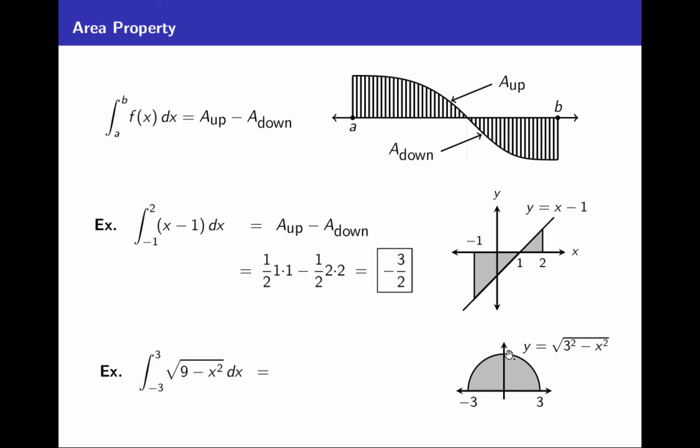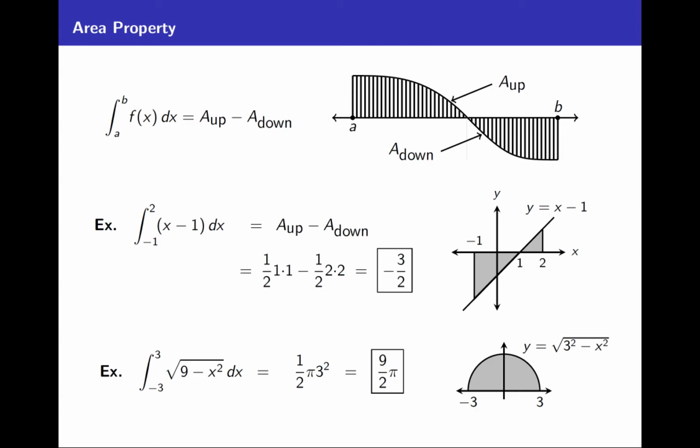And the A up, we can compute that because we know a formula for the area of a circle. The area of a circle of radius 3, which is what we have here, would be pi r squared, so that's pi times 3 squared. But you only have half of the circle, so you have to multiply that by 1/2. So 1/2 pi times 3 squared, which is 9/2 pi. So this definite integral equals 9/2 pi.